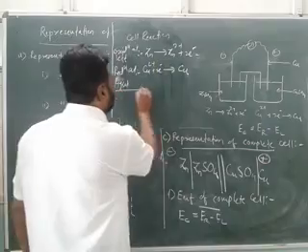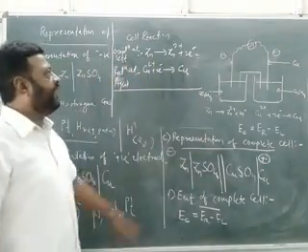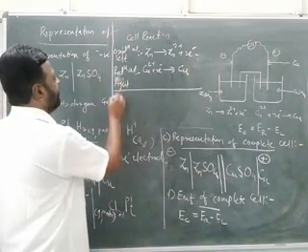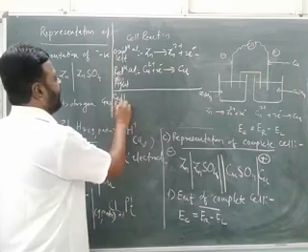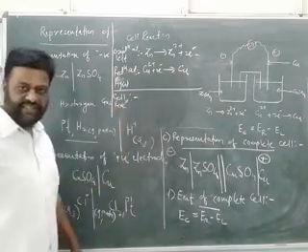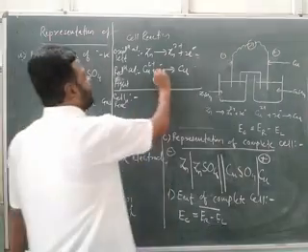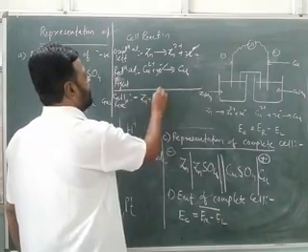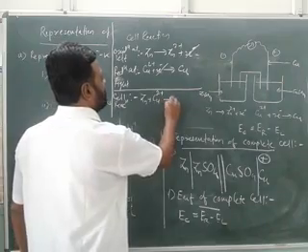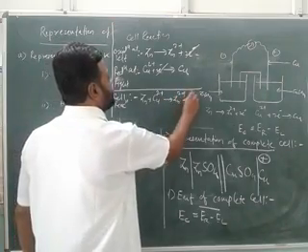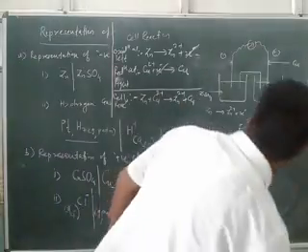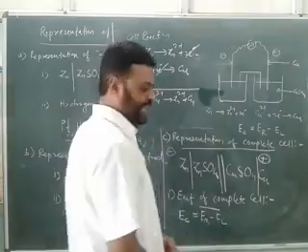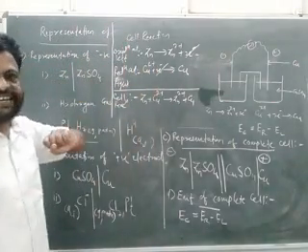And the algebraic sum of these reactions is called the cell reaction, or overall reaction. So the 2e- cancel out, and Zn plus Cu2+ gives rise to Zn2+ plus Cu. This is the cell reaction. In this way we can write the cell reaction.